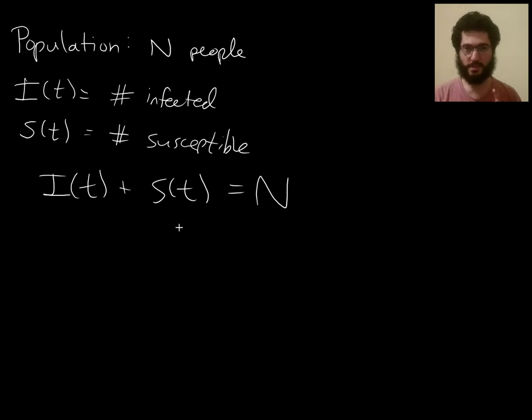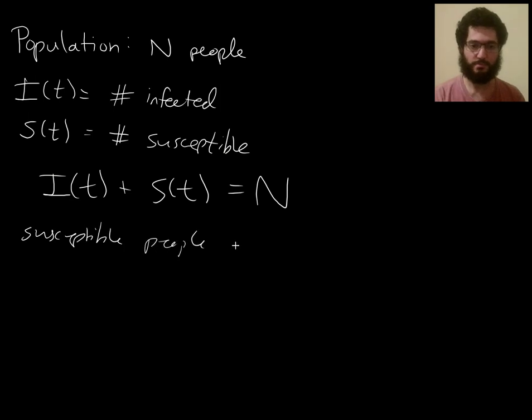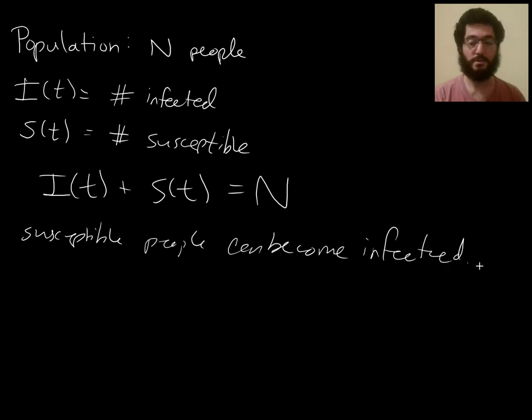And actually, we're going to keep it very simple to start with. So you cannot even recover. So let's just say susceptible people can become infected. And that's it. That's the only mechanism we will introduce to begin with. Then we'll do our analysis. Then we'll introduce the possibility of people recovering.